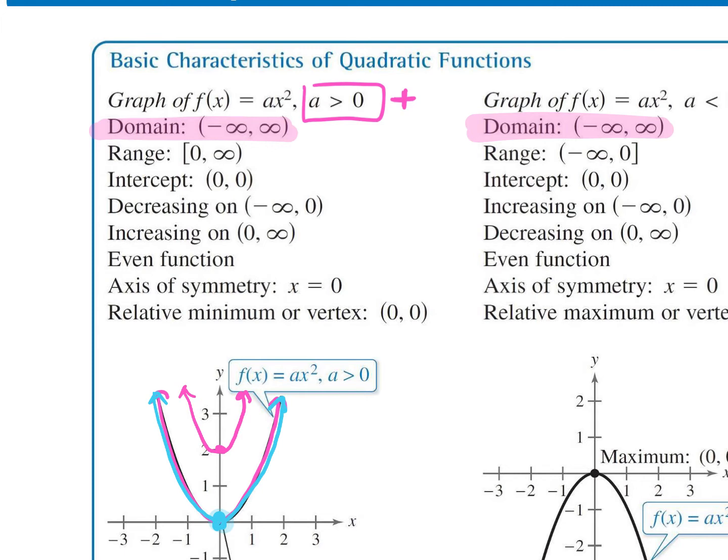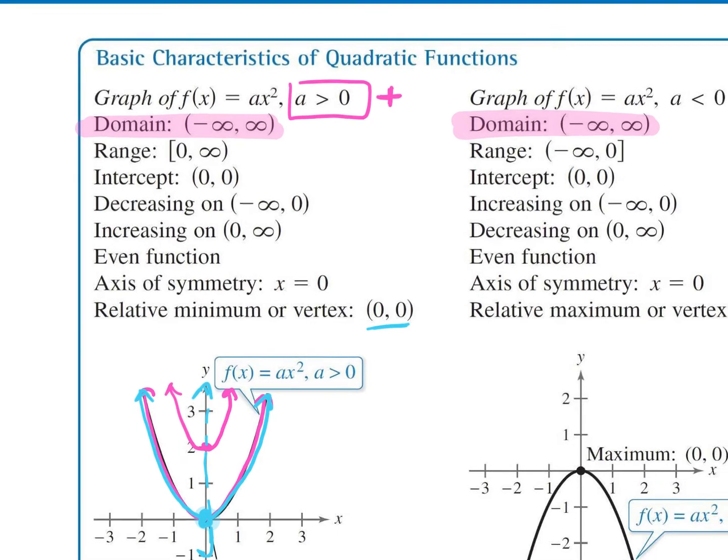It's decreasing and then it's increasing. It's an even function because it's symmetrical on the y-axis, so it's symmetrical here. Our axis of symmetry is x equals 0, and then our relative minimum, or vertex, is at (0, 0).